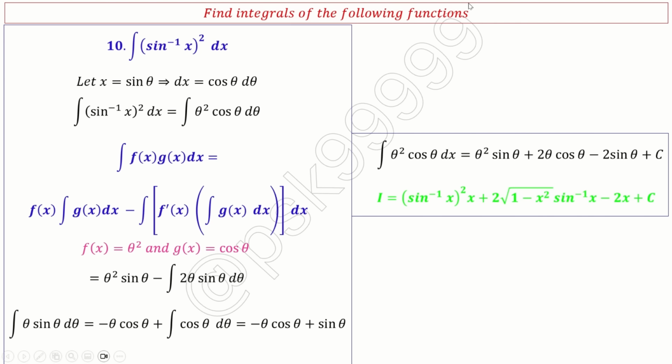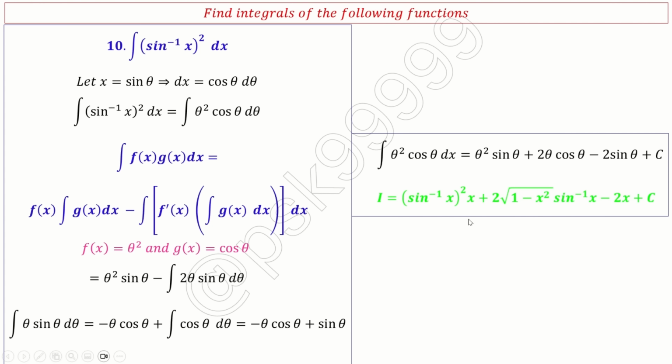You can try it. Okay, so take first x equal to sin theta, which means dx is cos theta d theta. So my integral is nothing but theta square into cos theta d theta. Now this is in the form of, this is algebraic, this is trigonometric. So algebraic comes first. So my f of x is theta square, g of x is cos theta.